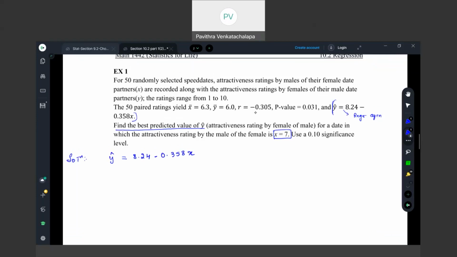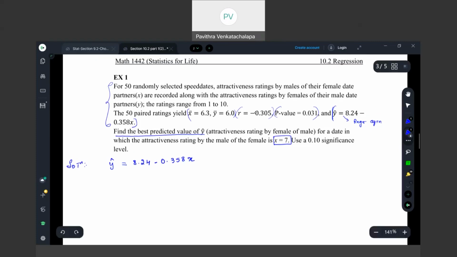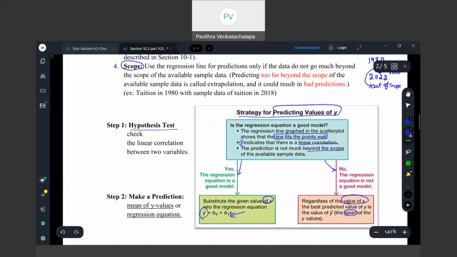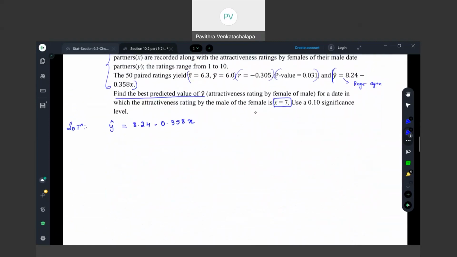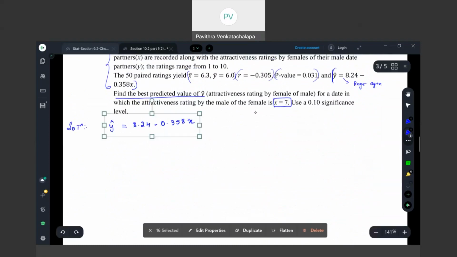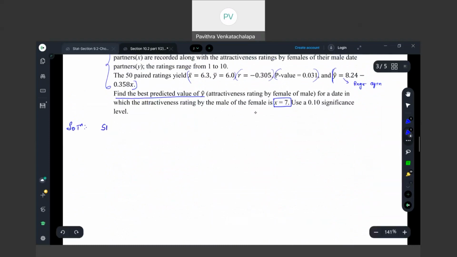But why do you think the entire question is given like this? Why do you need all this? That is because the first step is not just to plug in and find y cap. That would be entirely wrong. So first step, all you have to do is check whether your equation is a good model. So I'm going to delete the step. So step 1 is to check the model, whether it is good or bad.